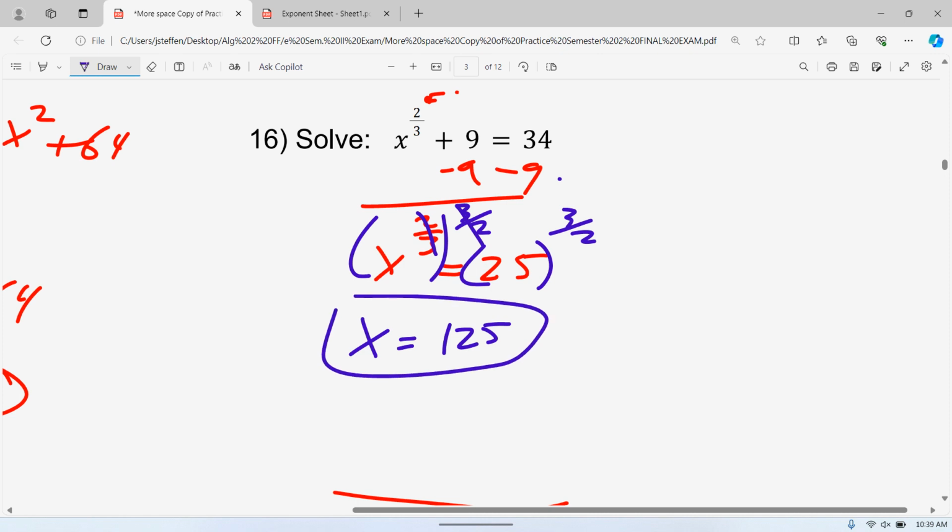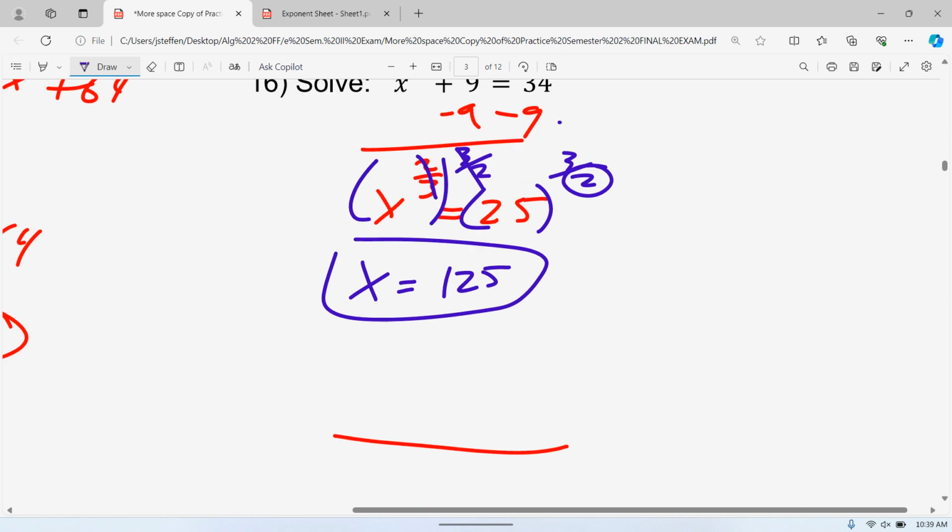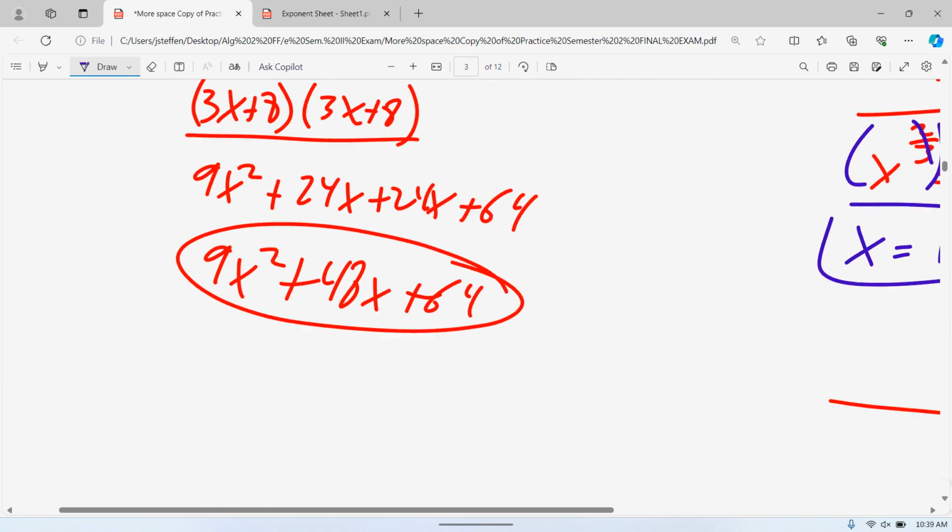Technically, it's supposed to be plus or minus because this is 2 in the denominator, which is like a square root. But we don't worry about that. Basically, on the multiple choice on the final, I'm not going to worry about that. Computer's not doing everything I want. That's okay.